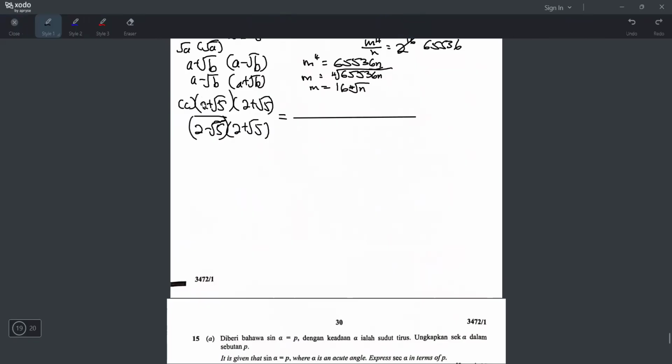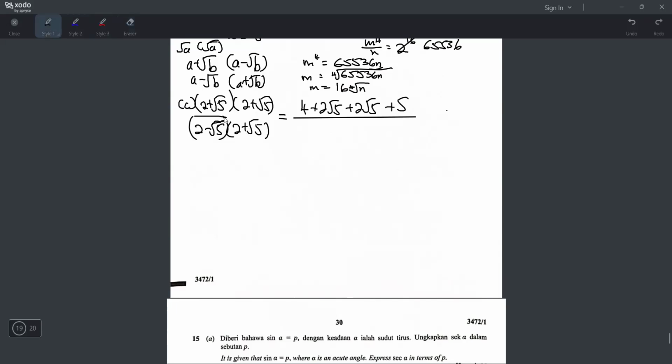So when you multiply this, you have to do it front times front, front times back, back times front, back times back. So 2 times 2 is 4. 2 times square root 5, which is 2 square root 5. And then square root 5 times 2, also 2 square root 5. Square root 5 times square root 5 is just 5. Okay, you learned before already, square root A times square root A is A. So square root 5 times square root 5 is 5, right? Okay, let's erase this. Okay, next one.